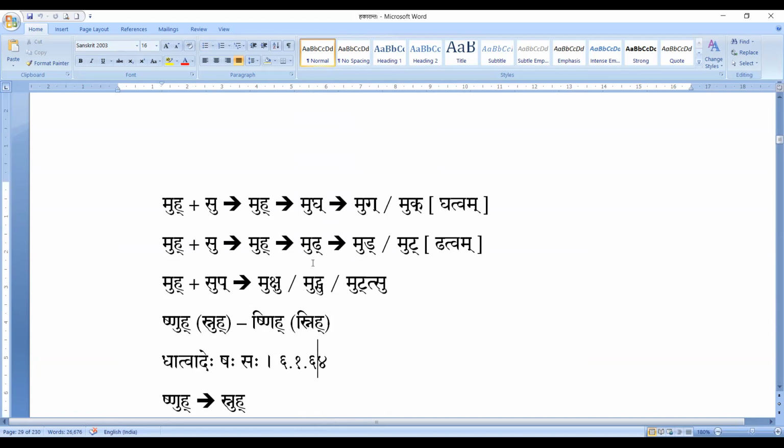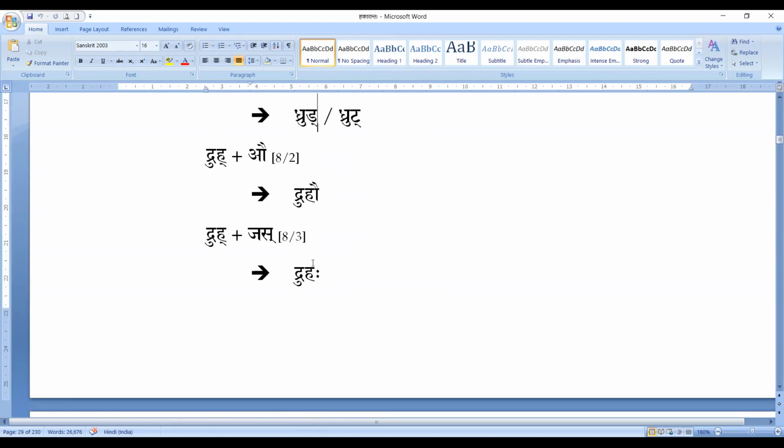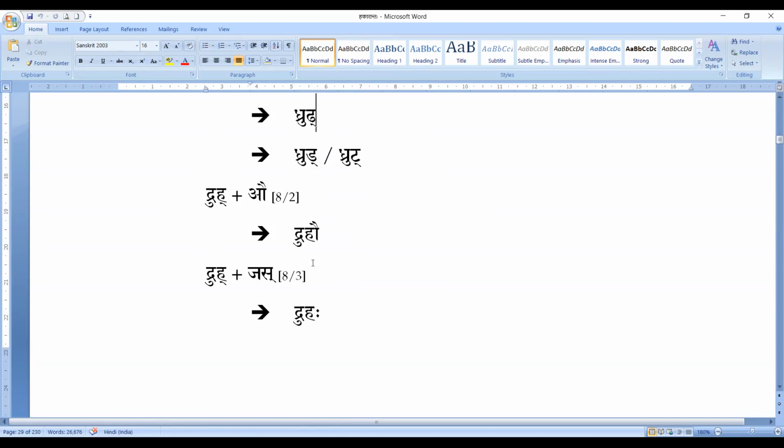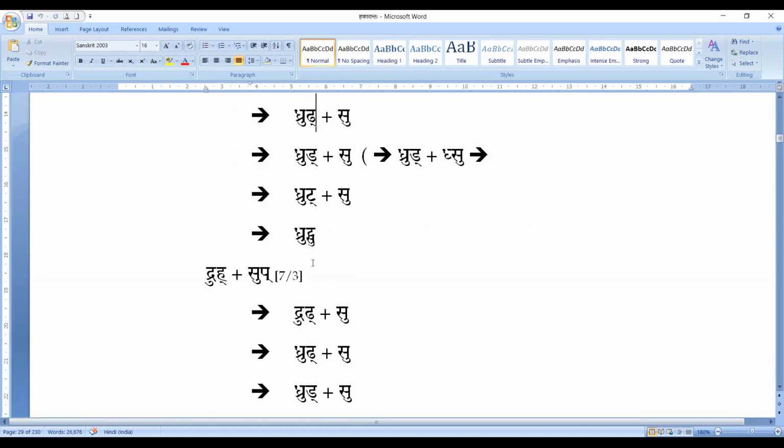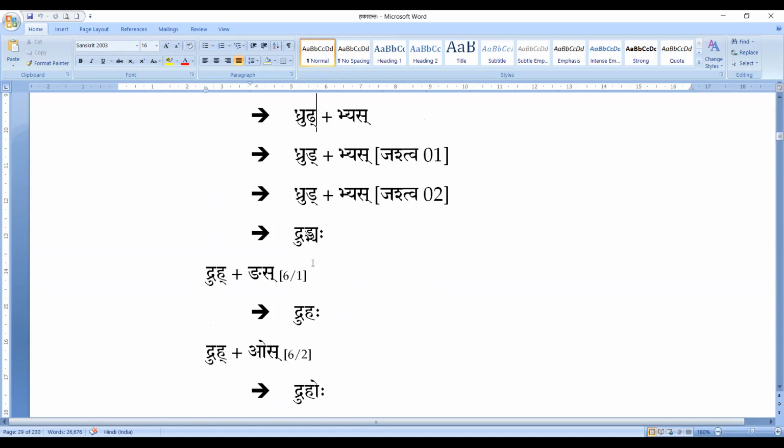I think I have not given the table. I will give the table later. So druk, drug, drut, drud. Four forms are there. Drugau, drugah, drugam, drugau, drugah, drugha, drugbhyam or drudbhyam, drugbhih or drudbhih, druge, drugbhyam or drudbhyam, drugbhyah or drudbhyah. You have seen all those things. Drudbhyah, this is a typo. Let me change it: drudbhyah.